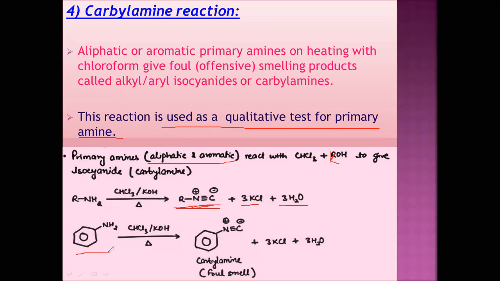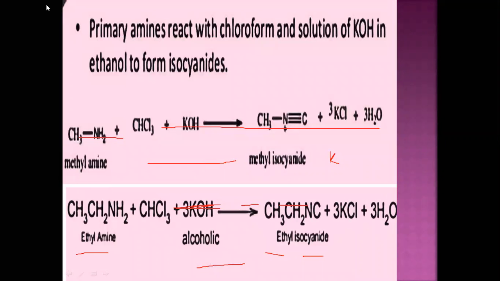Similarly, if we use an aromatic amine, which similarly undergoes heating with chloroform with KOH, it produces carbylamine, that means an isocyanide compound, with 3 molecules of KCl and 3 molecules of water. This is the reaction of primary amine, aliphatic as well as aromatic, with chloroform. See one more example here.